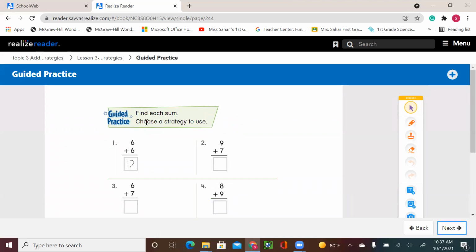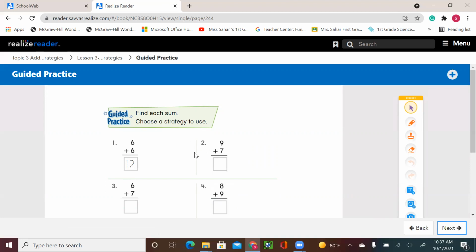All right. Find each sum, choose a strategy to use. So first one, 6 plus 6. For me, that's easy. I can see that this is a double. So 6 plus 6, that's doubles facts, that's 12.